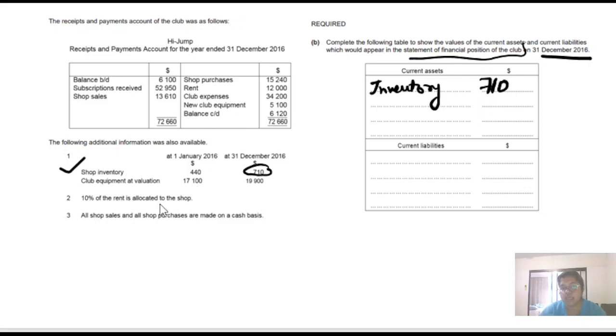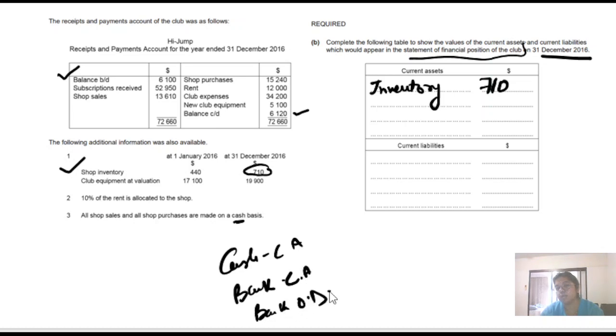Next, this is your receipt and payment account. This is your opening value of cash, and this is the closing value of cash, because they are doing it on a cash basis. 6120 is your closing balance, and you know that cash is a current asset, bank is a current asset, but if there is a bank overdraft, then it is a current liability. So here we are going to record cash, that is 6120.